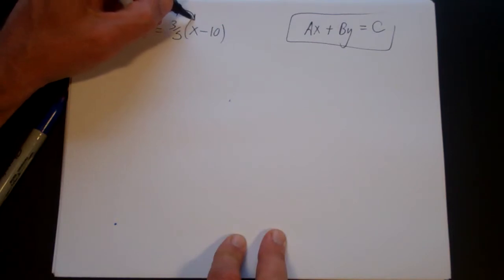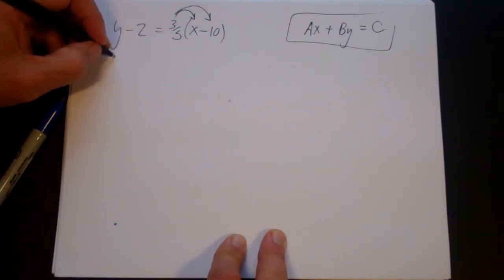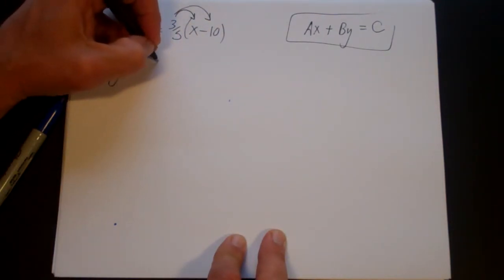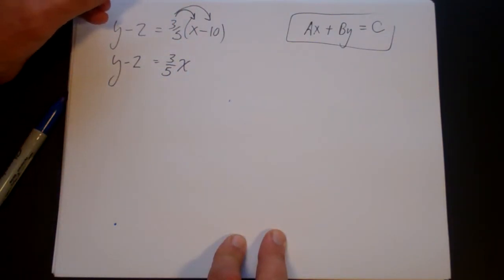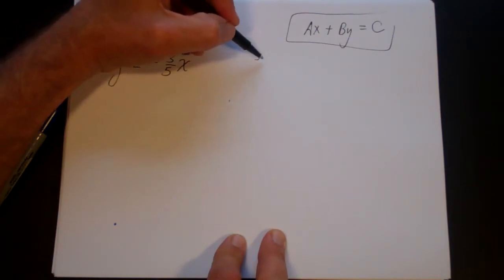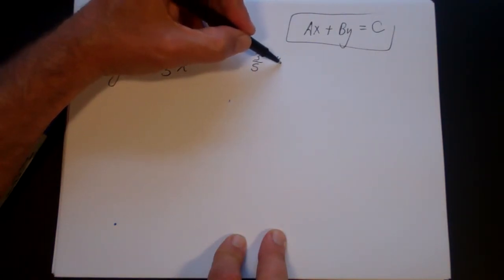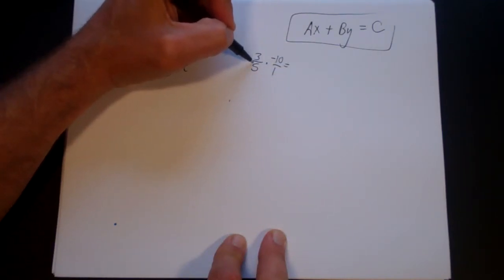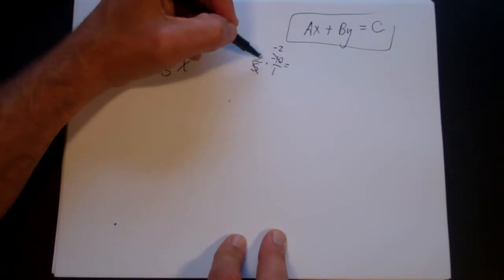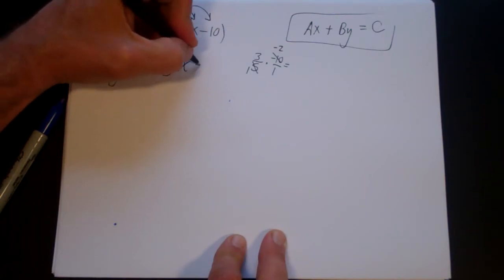So let's look at that. Let's distribute the 3/5. So you have y minus 2 is equal to 3/5 x. Let's see, that's 3/5 times a minus 10, which is 10 over 1. Now I can cancel if I want to the 5 and the 10. That becomes a minus 2 and that becomes a 1, so that's minus 6.